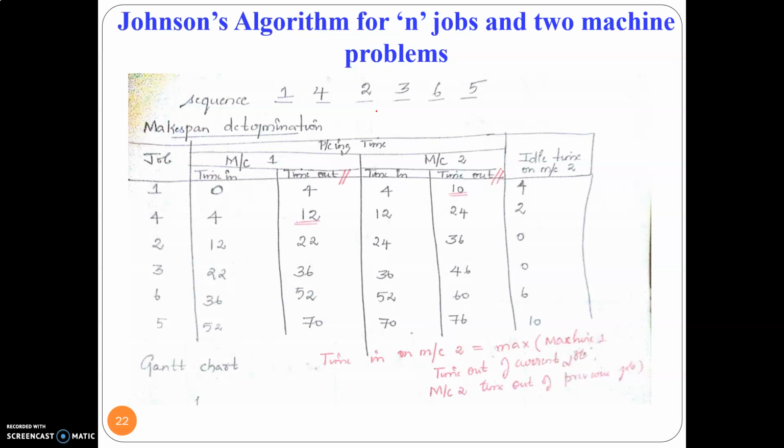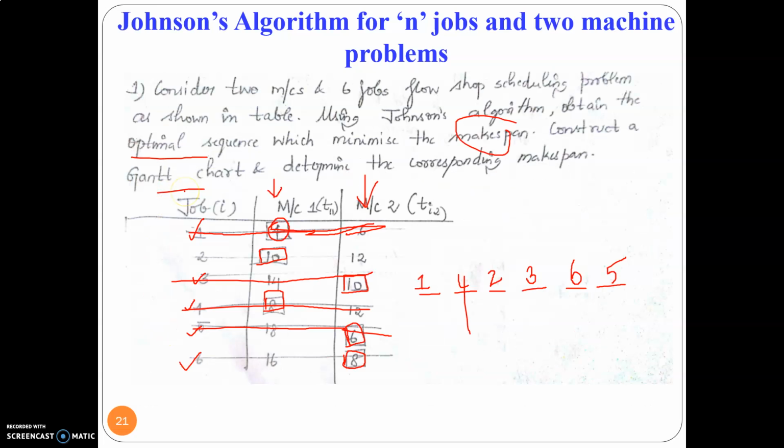Once I have determined the sequence, next I have to find out the makespan time. For that, I am going to determine the start time and the finish time of each particular job. That is, at what time it is going to enter mission 1 and at what time it is going to come out of mission 1. Similarly for mission 2. So I am going to write the order in which I have determined, that is 1, 4, 2, 3, 6, 5.